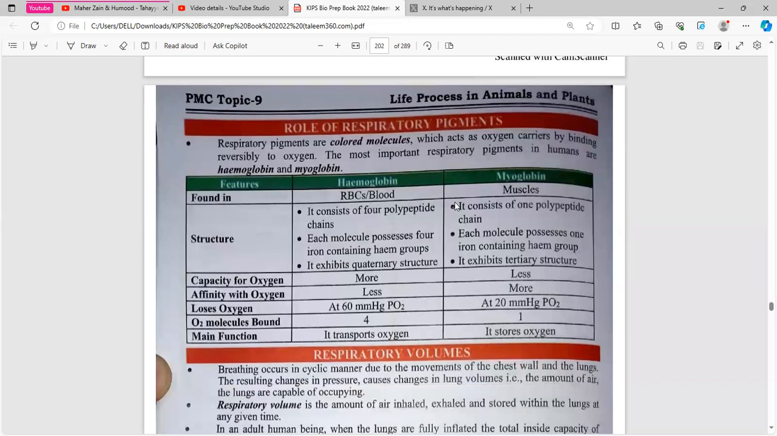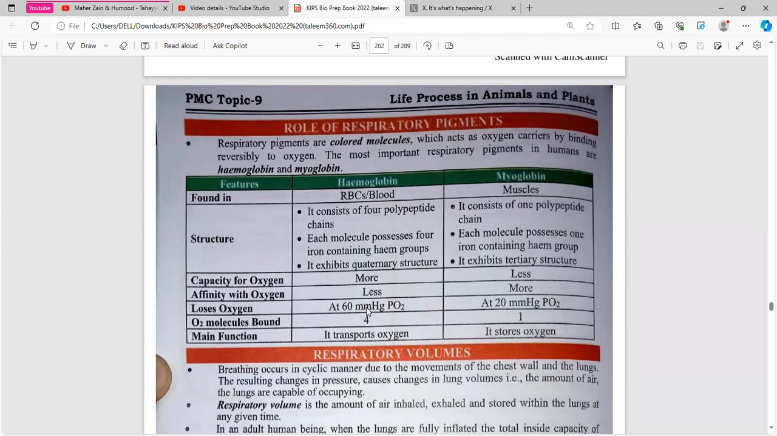Lastly, as we come to the end of the chapter, we should know the primary differences between hemoglobin and myoglobin. Myoglobin primarily stores oxygen in the muscles, and it has more storage affinity than hemoglobin. As we can see over here, the affinity with oxygen is more for hemoglobin. However, the important difference is the capacity to store more oxygen.